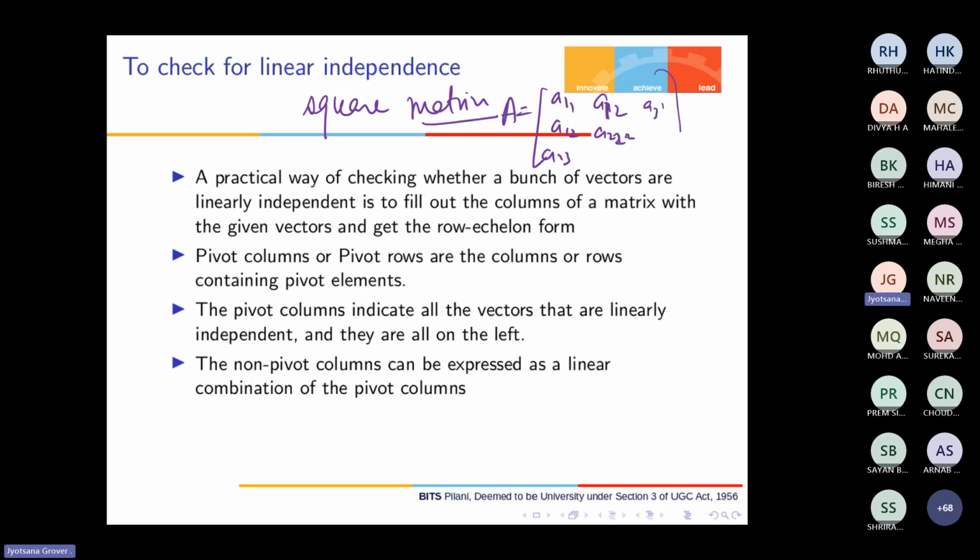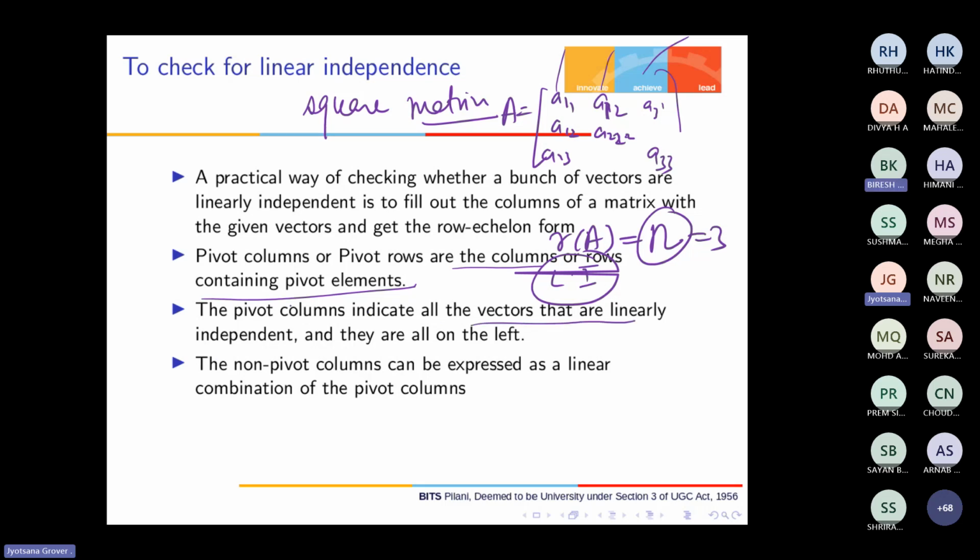If it is a square matrix and the rank is the same as n, suppose n is 3, then all the columns are linearly independent because all the columns in that case will be pivot columns. Pivot columns are the columns containing the pivot elements. Pivot columns mean they are linearly independent, and the non-pivot columns, I told you, can be expressed as a linear combination of the pivot columns.